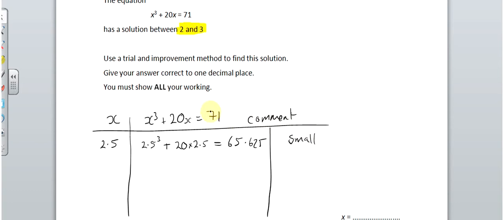So now I'm going to go to 2.6. I'm just going to edit my calculator display, and that gives me 69.576. Still too small. Let's do 2.7.